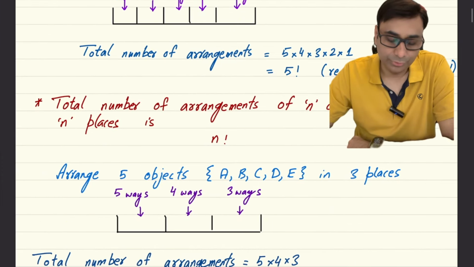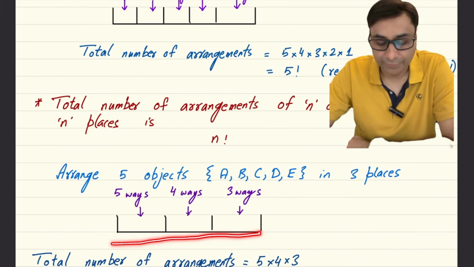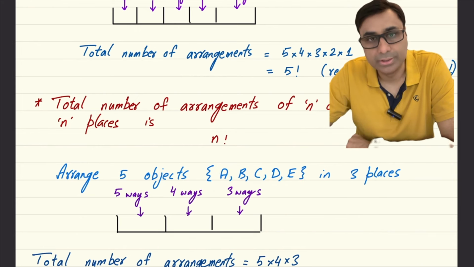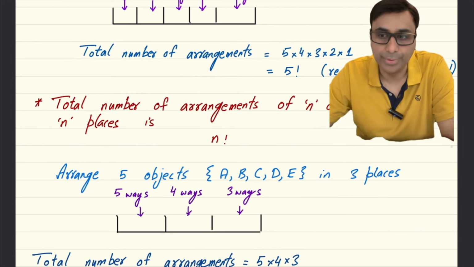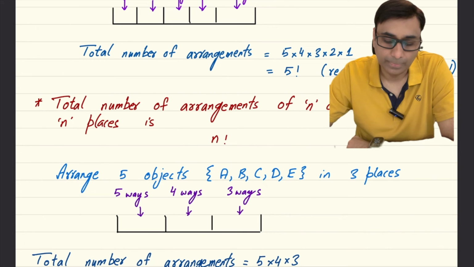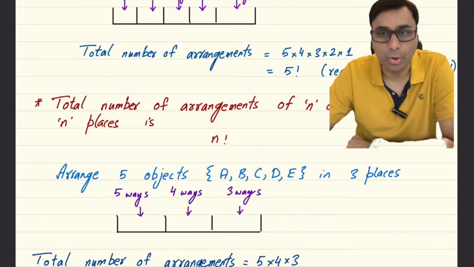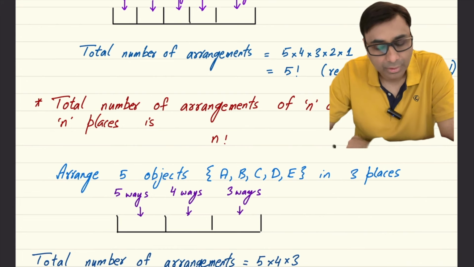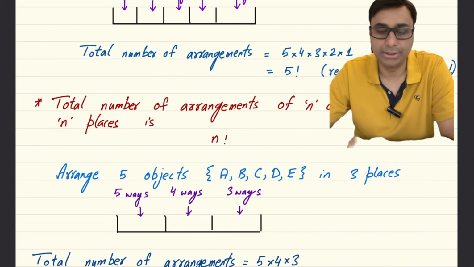Now, what if you don't have the same number of spaces as the objects you have? You can still find out the number of arrangements. For instance, again, you want to take a group picture. You have 5 friends, but you just want that group picture to have 3 of them. So it could be any 3 different combinations of those 5 friends and then arranging them.